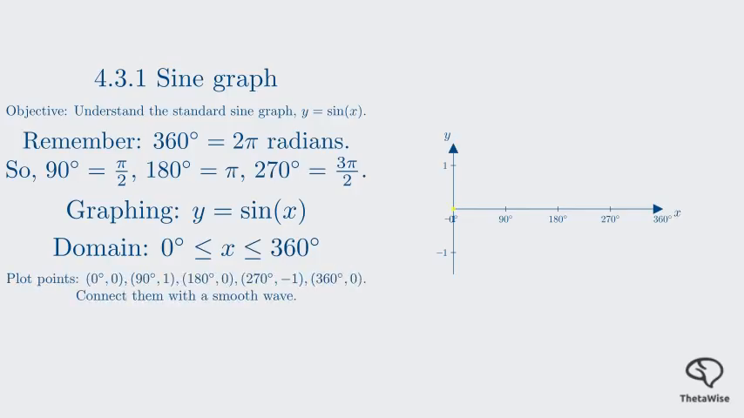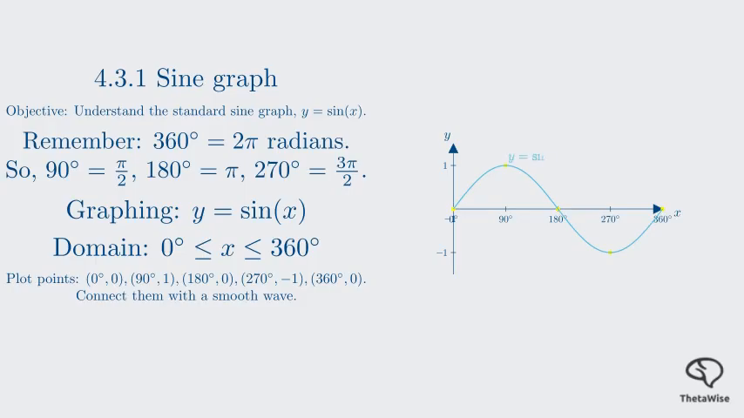Now, let's plot the key points of one cycle. At 0 degrees, the sine of 0 is 0, so we have a point at the origin. At 90 degrees, the sine of 90 is 1, our maximum value. At 180 degrees, the sine of 180 is 0. At 270 degrees, the sine of 270 is -1, our minimum value. And at 360 degrees, the sine of 360 is again 0, completing the cycle.